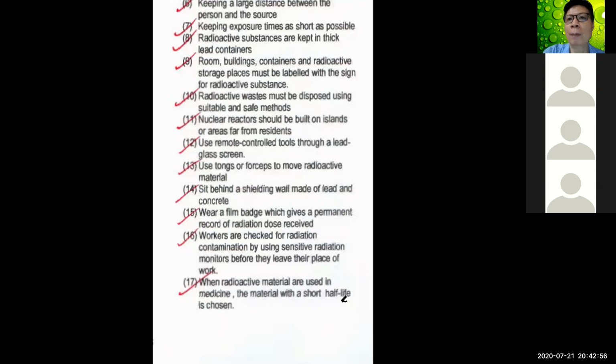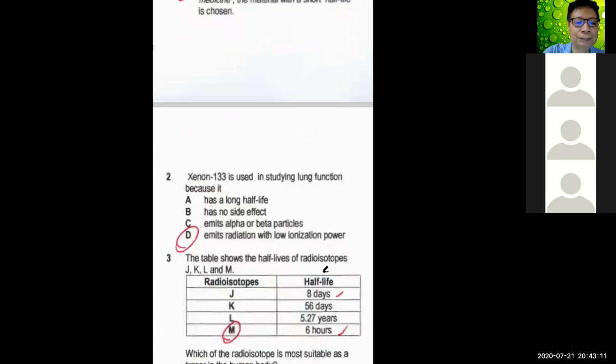Except cobalt-60 for killing cancer cells, 5 years. Of course, this one is a special case. You kill the cancer cell, you want it to last longer, right? 5 years, the longest.